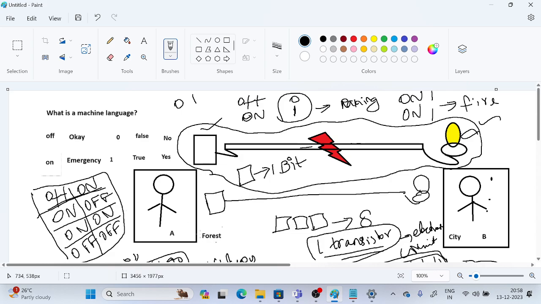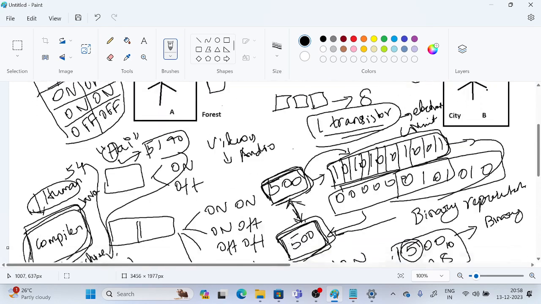These things are not included in the notes. I'm not going to share this file. This is for your understanding, I have said. That's why I have scribbled this.